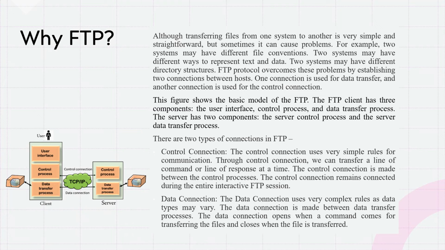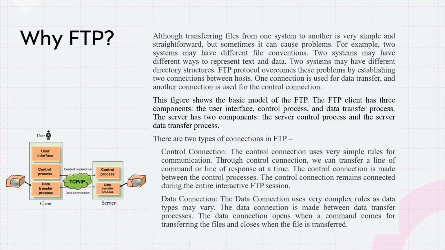The FTP protocol overcomes these problems by establishing two connections between hosts. One connection is used for data transfer and the other is used for the control connection. The figure shows the basic model of FTP. The FTP client has three components: the user interface, control process, and the data transfer process. The server has two components: the server control process and the server data transfer process.